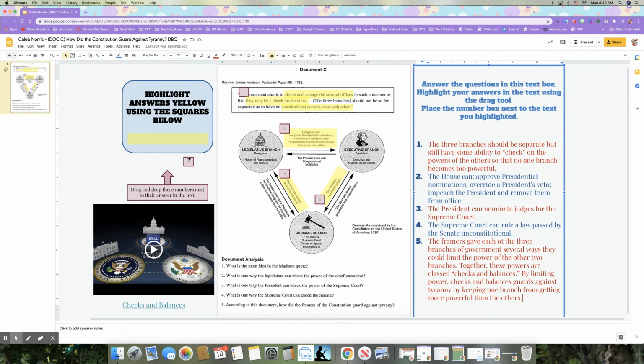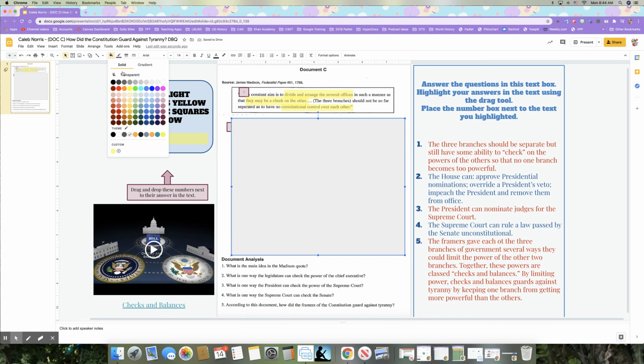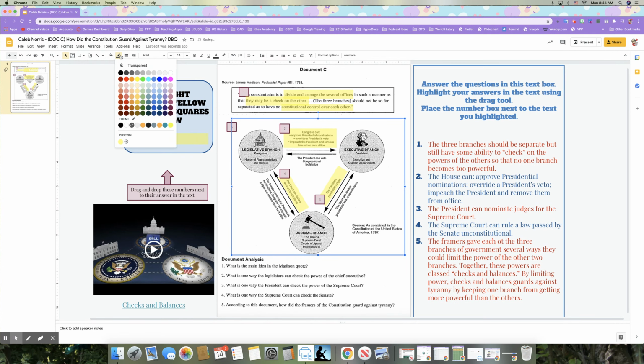So what I'm going to do is just put a number 5 right here for this whole section. And if I wanted to take it a step further, I could draw a box. Okay, I'm going to make it transparent. I'm going to make it red lined. And then I'm going to put the number 5 in front of it. Okay. So here's where I found the answer to number 5. That's just my extra step.